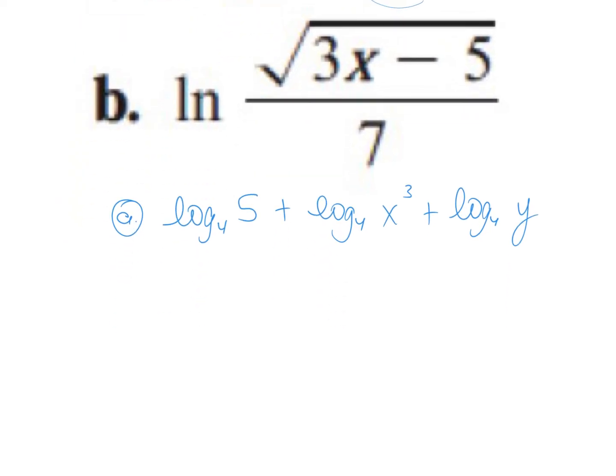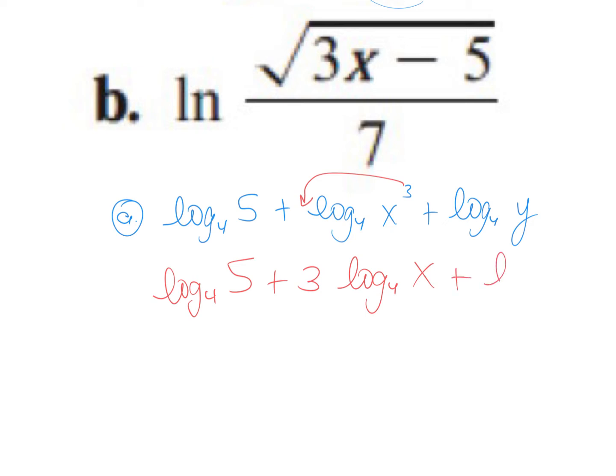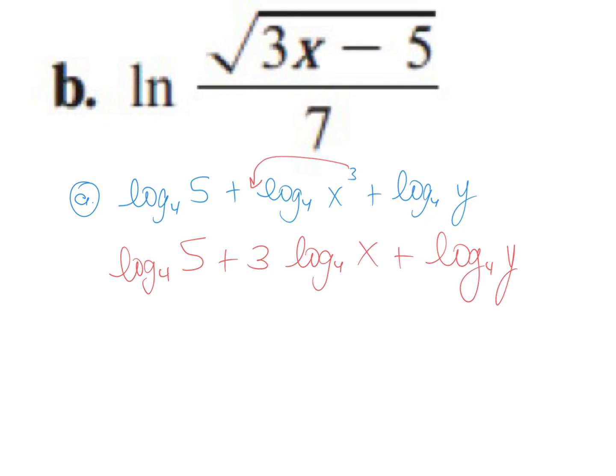Notice, guys, my 4 is tiny. Don't make the 4 and the 5 or the 4 and the x or the 4 and the y the same size, because then it changes the value. Now, what's one more thing I have to do to fully expand this? This 3 needs to come right there. So I have log little 4 of 5 plus 3 log little 4x plus log little 4 of y. And there you're fully expanded. You pulled the whole thing apart.